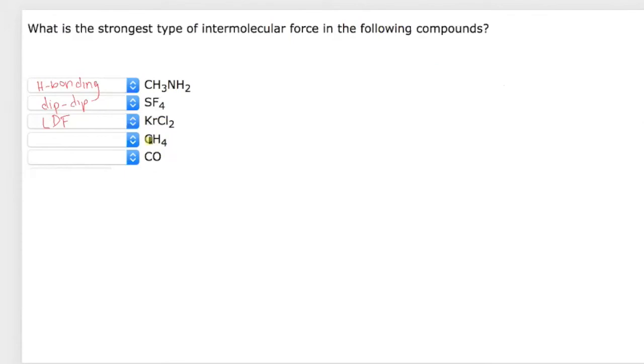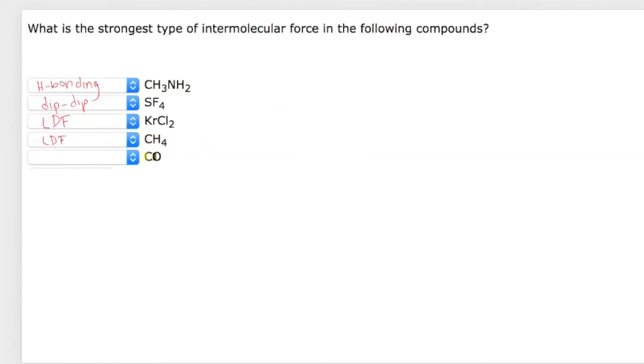Now looking at CH4, or methane, we know that methane is a tetrahedral compound. The electron density is being pulled slightly in towards the carbon since it's a little more electronegative than hydrogen, but it's being pulled equally from all the same directions, and we can say that this is a nonpolar molecule. As previously mentioned, nonpolar molecules can only have one intermolecular force, and that is London dispersion forces.